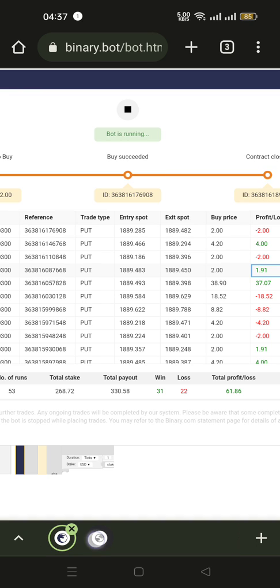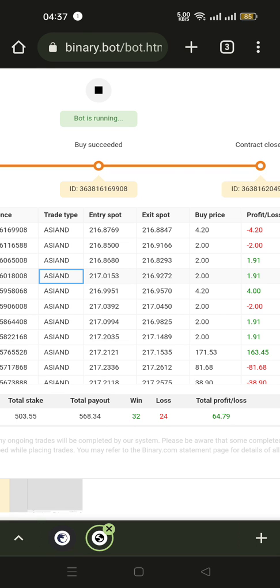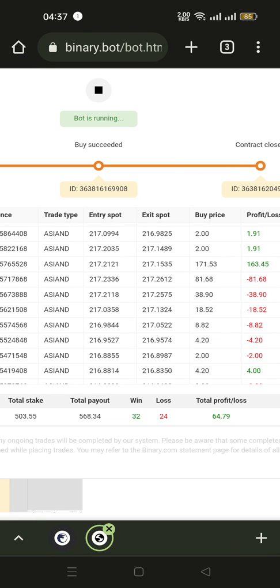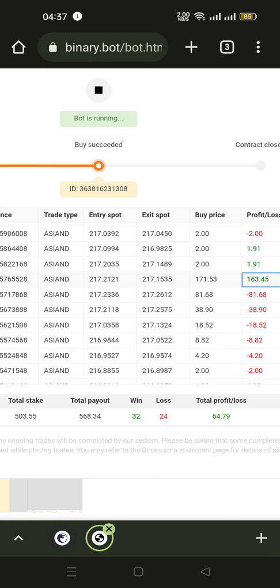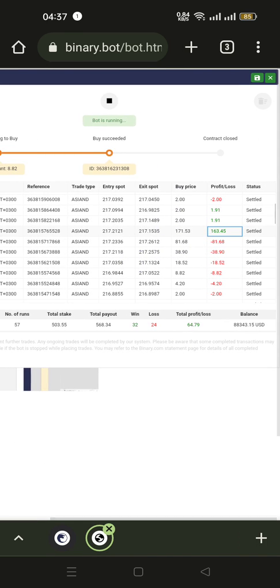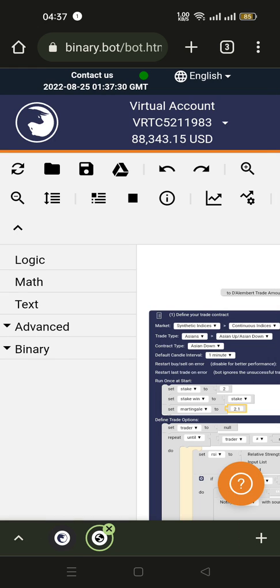Now let's go and check this other side for Asians. We have had 1, 2, 3, 4, 5, 6. Now the same bot running at the same time, but a different strategy, meaning it's giving you different results. So let's go check that strategy out.